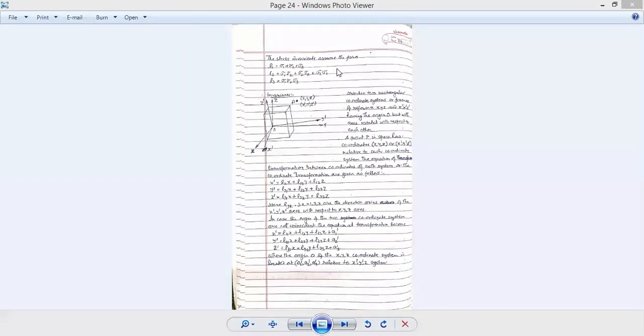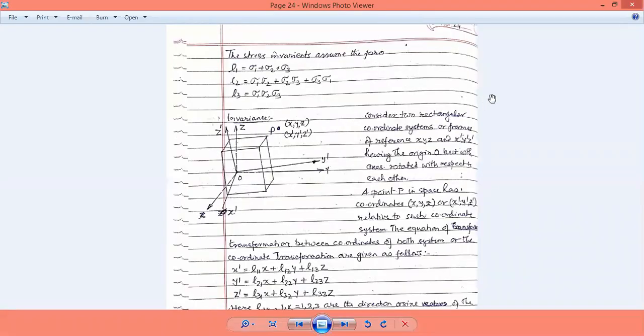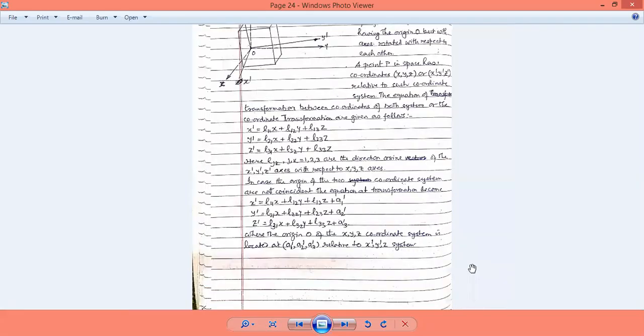Thus the three invariants will assume the form: L1 equals sigma 1 plus sigma 2 plus sigma 3, L2 equals sigma 1 sigma 2 plus sigma 2 sigma 3 plus sigma 3 sigma 1, and L3 equals sigma 1 sigma 2 sigma 3 itself. Now let us discuss briefly the invariance which we are using here time and again.